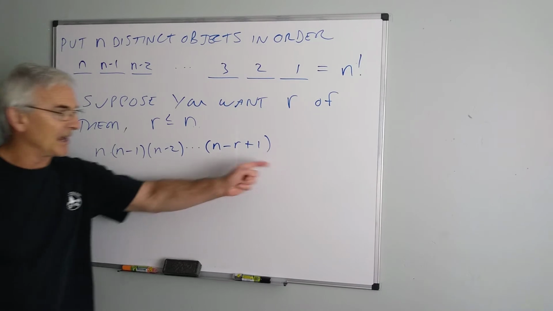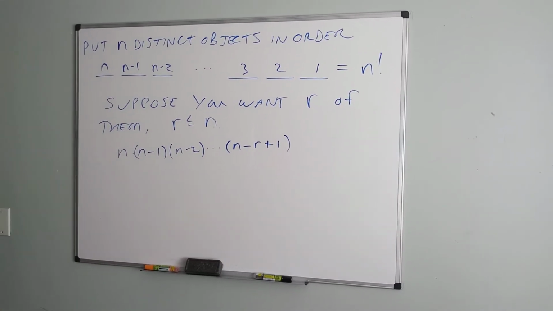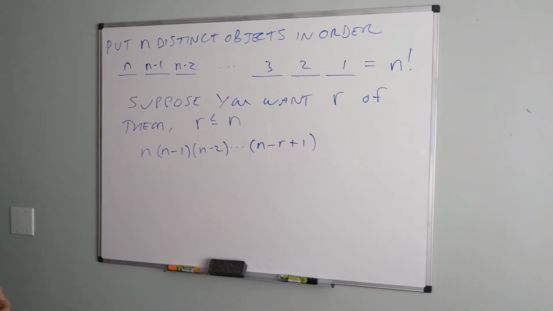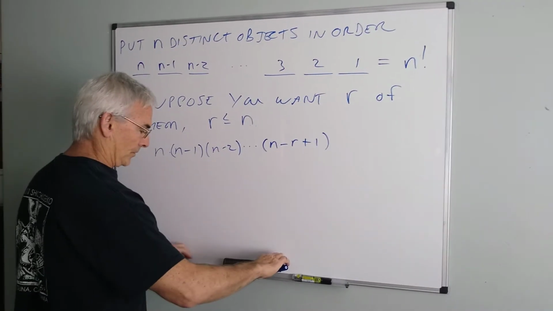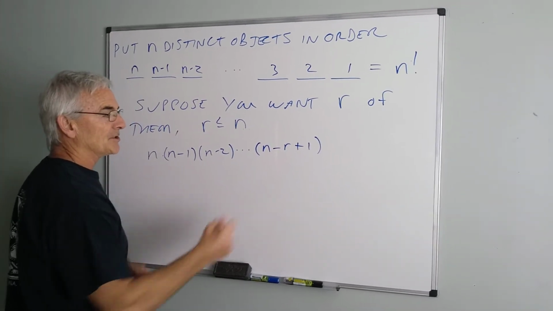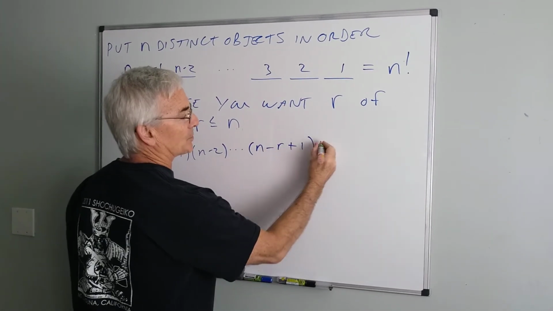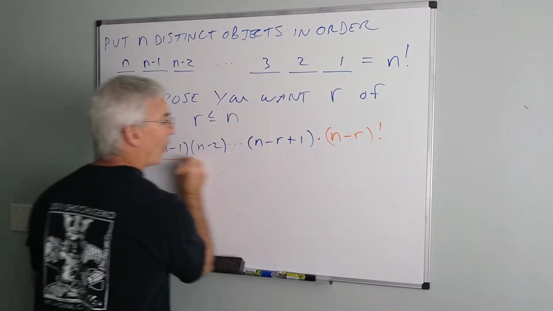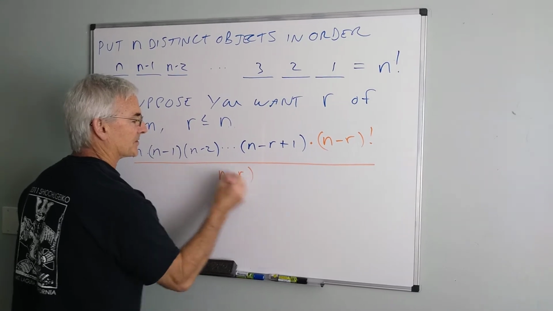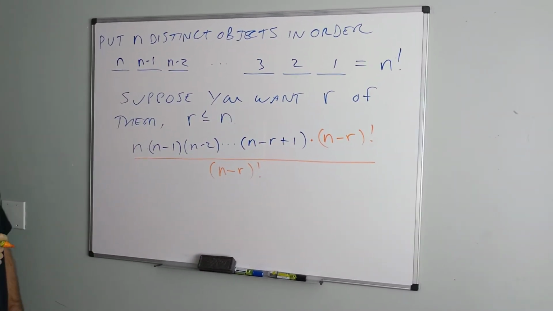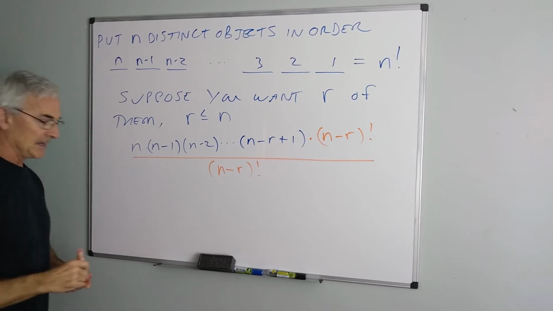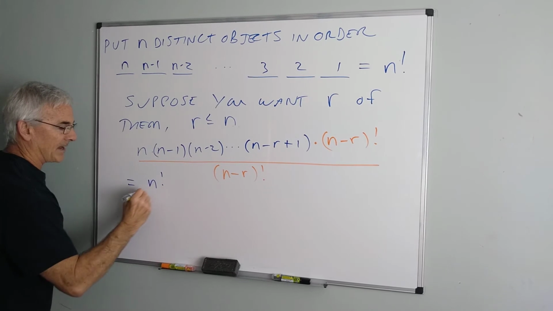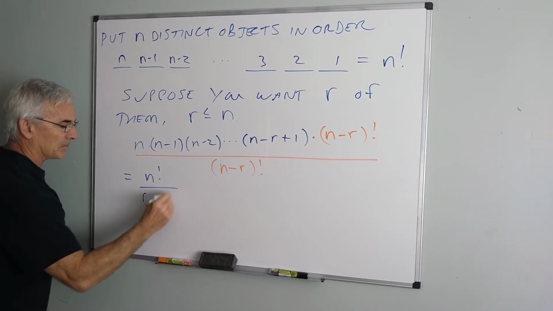Now, in order to multiply this total right here, that could be rather long and rather tedious, especially if n and r are both large. But if you notice, this isn't a factorial, but the next integer in line here would be n minus r. So if I multiply this total by n minus r factorial over n minus r factorial, then my numerator and denominator will both be factorials. In fact, I would have the quantity in the end here, n factorial over n minus r factorial.